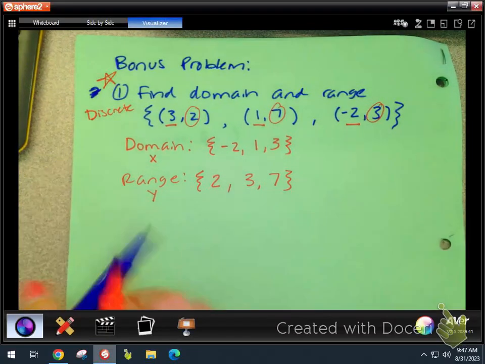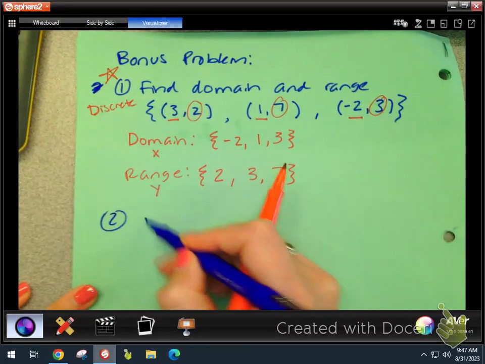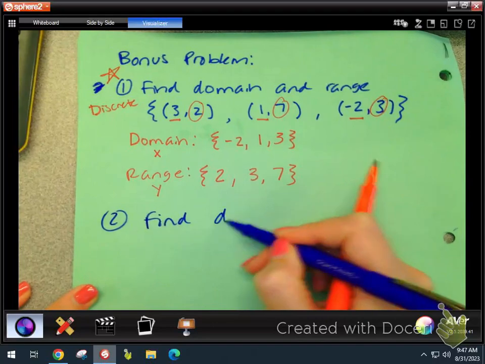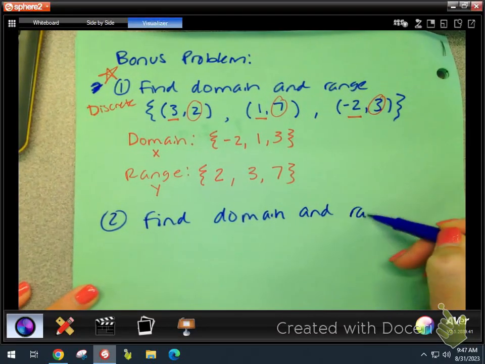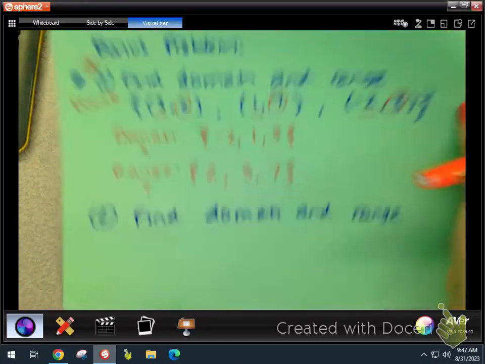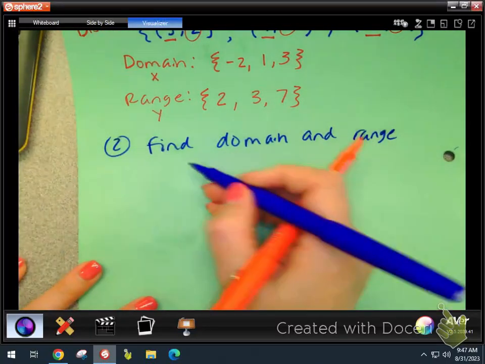Okay, I'm going to give you one more bonus problem I want you to do. Find domain and range. And then we're going to switch gears to continuous. We're going to get started on that. I'm going to give you a table this time.